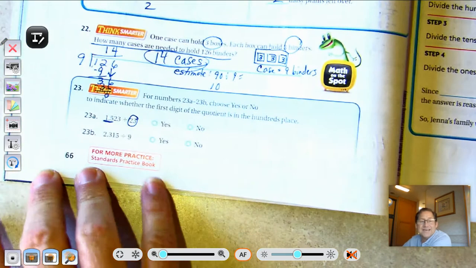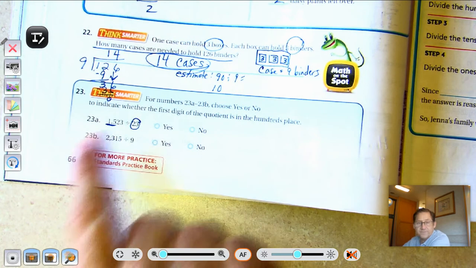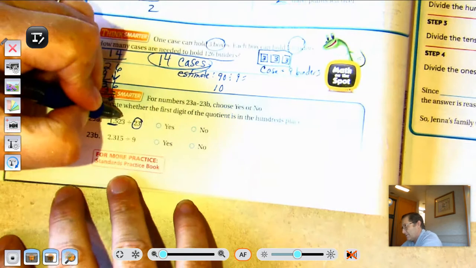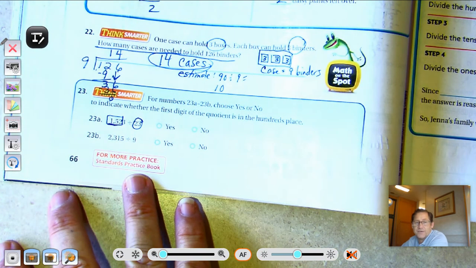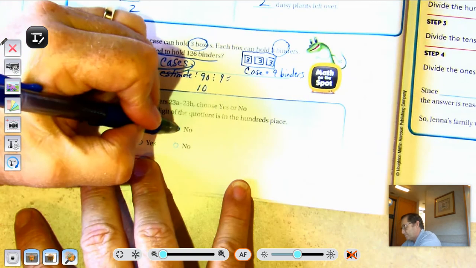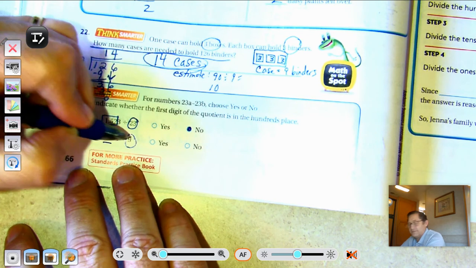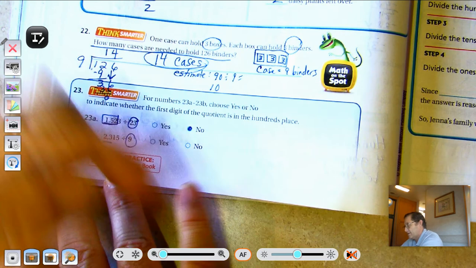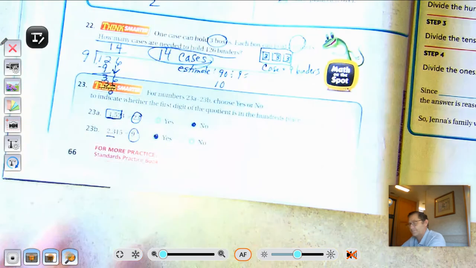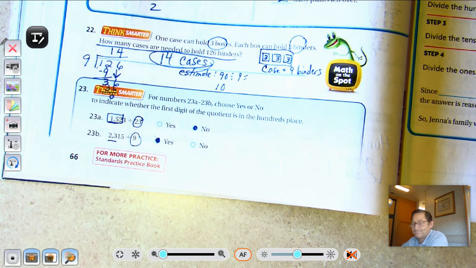So 15 hundreds divided by 23. No, 23 is bigger than 15. So this one would actually have to go 152 tens divided by 23. So no. All right. 23 hundreds divided by 9 groups. Yeah, I can share 200s in each. Okay. 23 hundreds is bigger than 9, so yes, that would work.